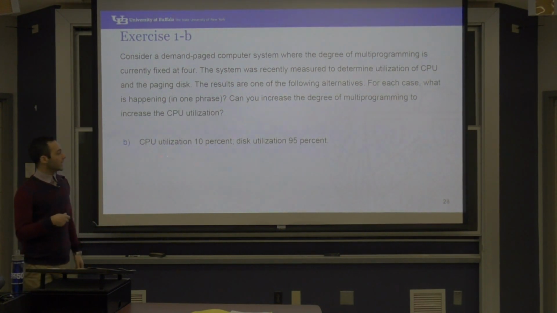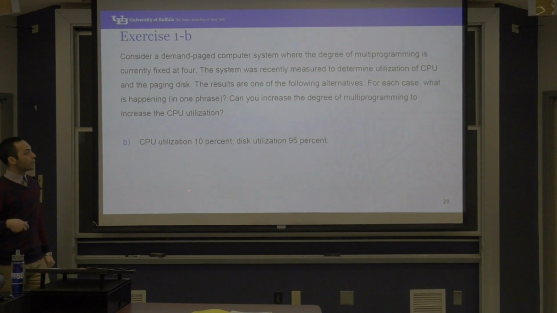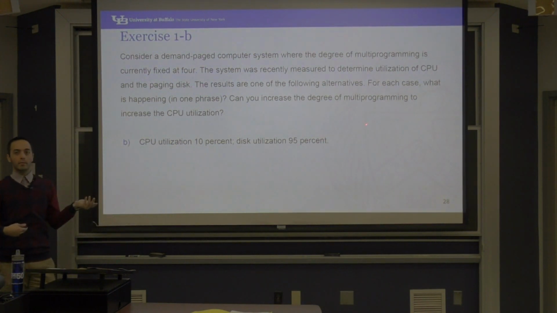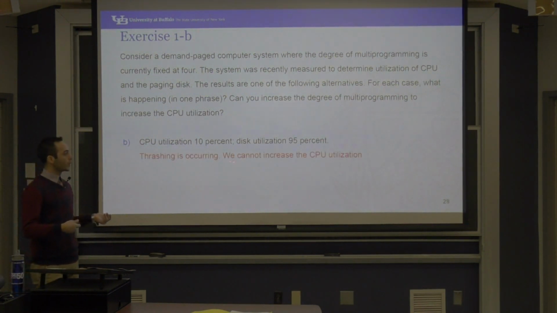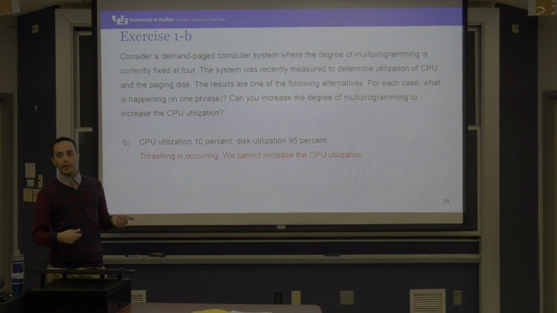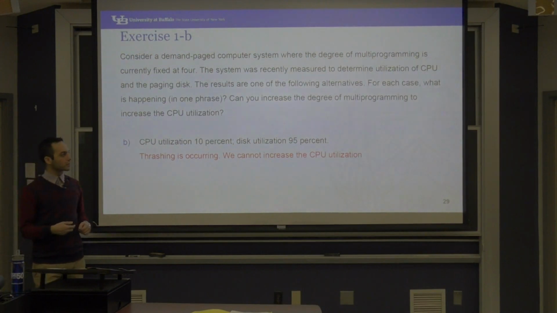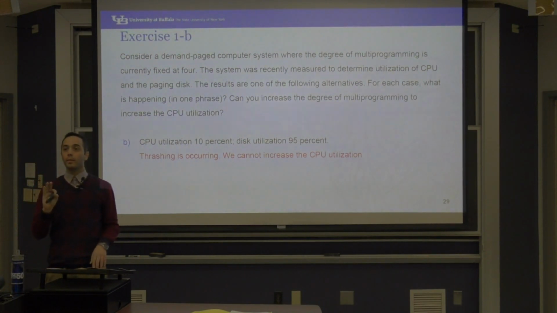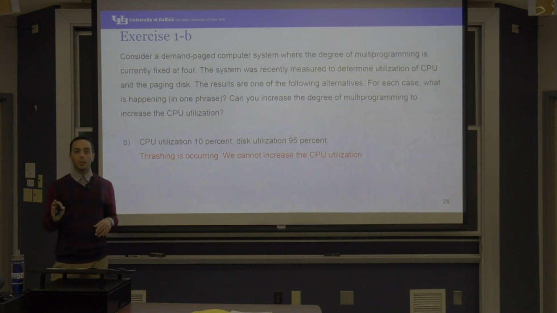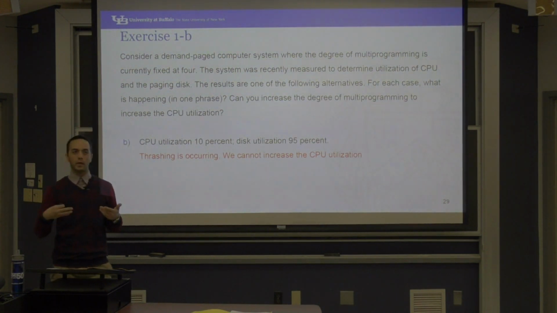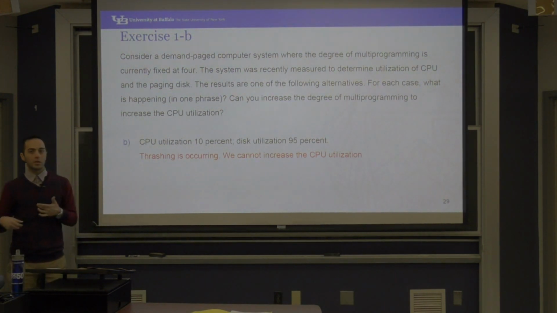Next, if we take a look and realize the CPU utilization is 10% and the disk utilization is 95%, what's going on? Now it's thrashing. The CPU is just waiting for the disk all the time, okay? So here, we cannot increase the CPU utilization by adding anything more into the memory. Okay? This is the example. Now, it also could, by the way, be a situation where one of the processes is keeping the disk busy, for example, if they're copying files from here to here. That can also increase the disk utilization.